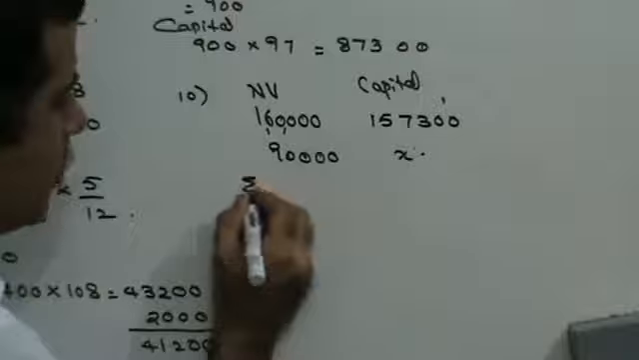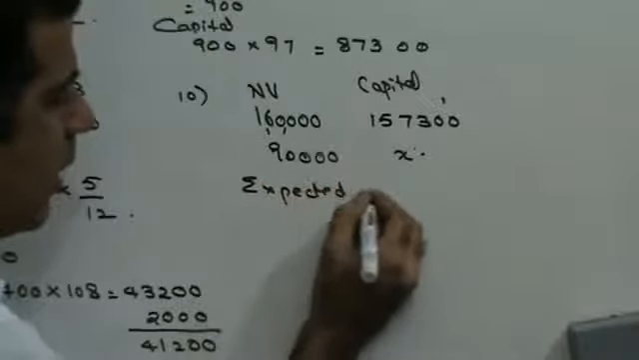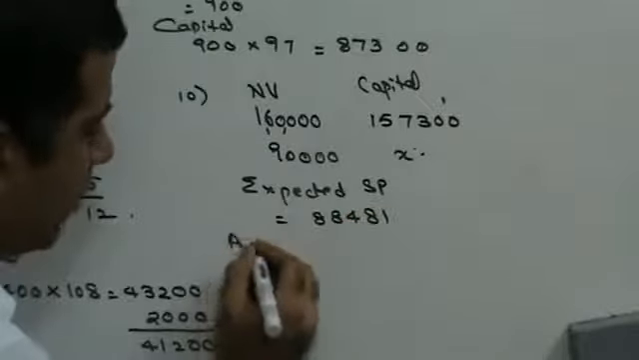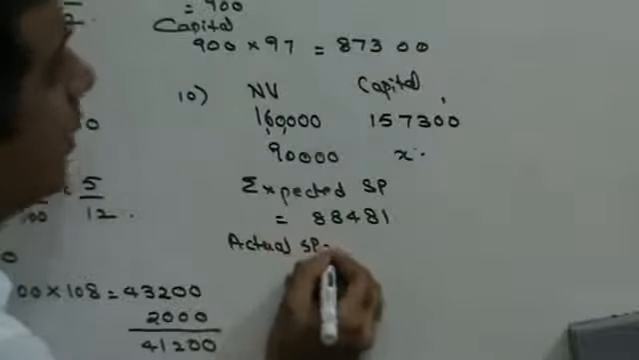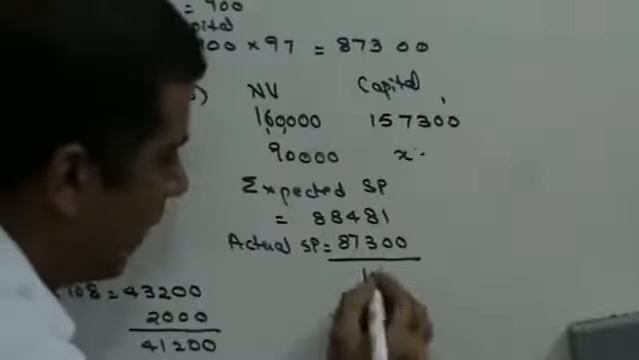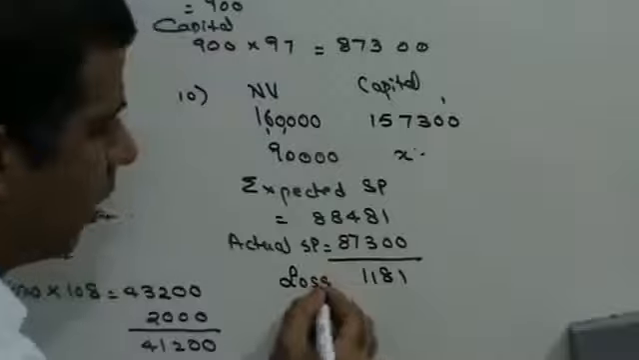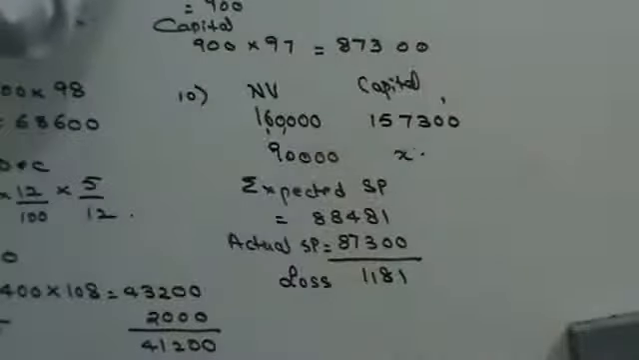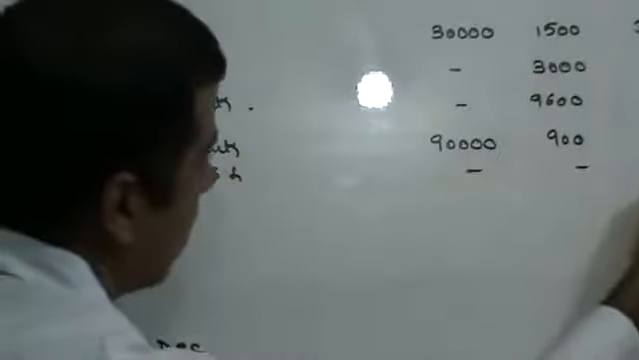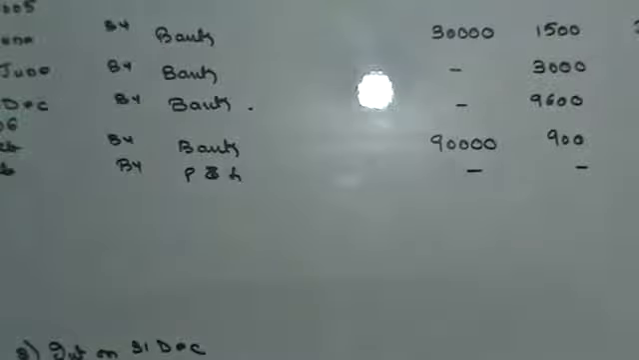So in that case, what should my expected selling price be? 88,481. My actual selling price is 87,300. I should have sold it for 88,481. 1181 is my loss. Loss on the credit side, 1st Feb by P&L. My loss is 1181. Right? So when do we do this? Whenever there is a sale. The profit or the loss is to be calculated whenever there is a sale transaction.